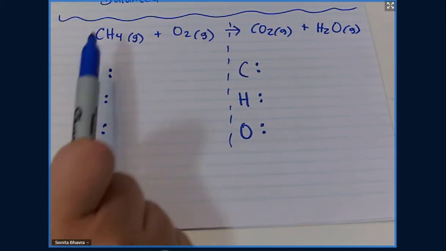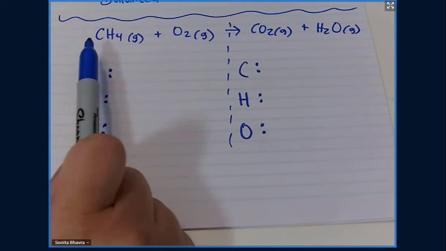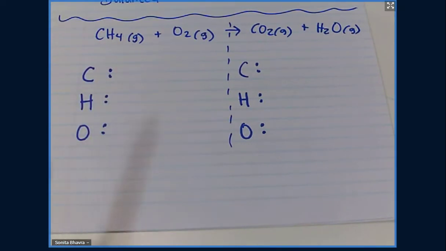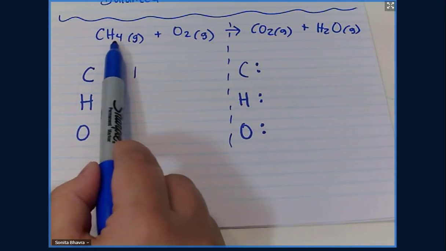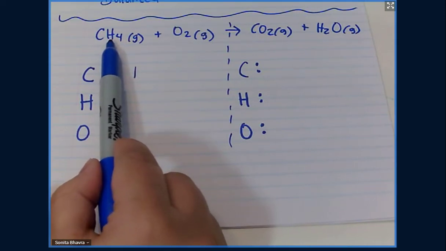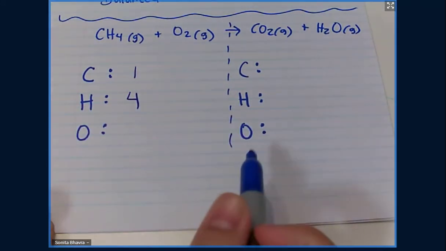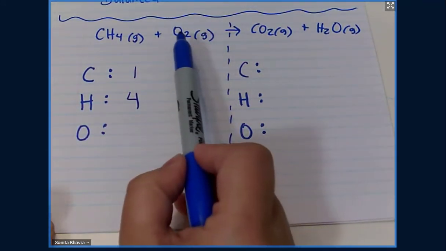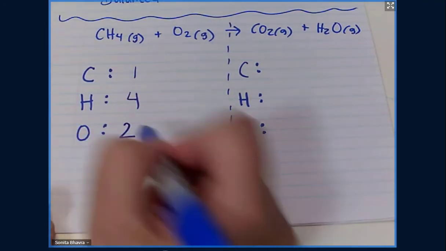So carbon here, there's no subscript for it. There's no coefficient here either. So that means there's 1 carbon on the reactant side. Next, we'll count our hydrogens. We have a subscript of 4 under H. So that means there's 4 hydrogens. So we're going to put 4 here. And then lastly is oxygen. Oxygen has a subscript of 2. So that means there's 2 oxygens.